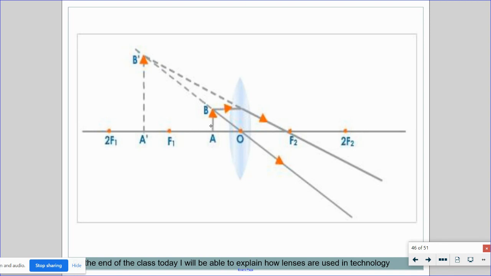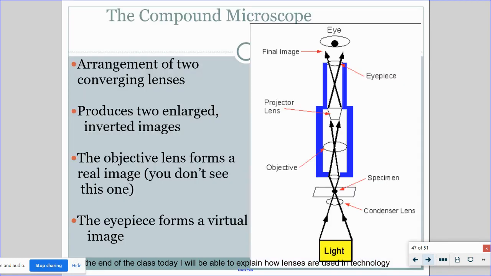So this is the object, and when it goes through and hits the focal point, it goes through the optical center, it's actually not going to meet here, so our eyes extend the rays backward, and what we see is a blown up version. Now, the only problem with magnifying lenses is that usually they're only about 2 times or 4 times magnified.